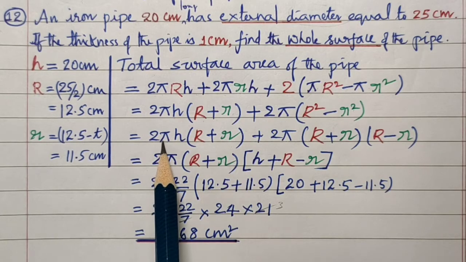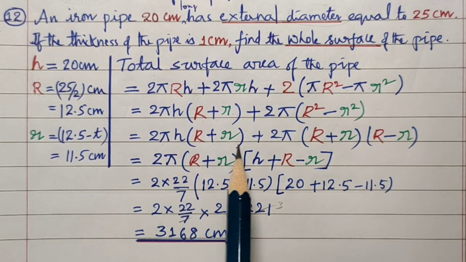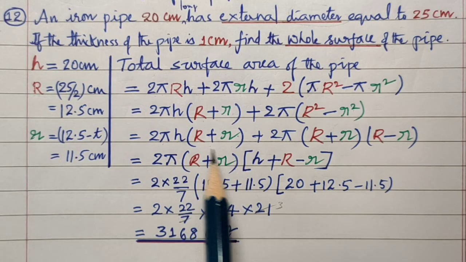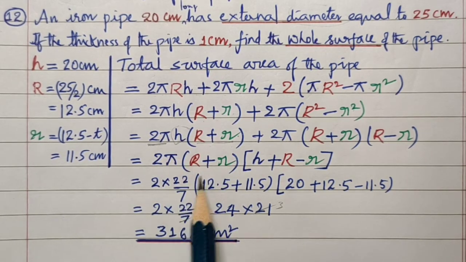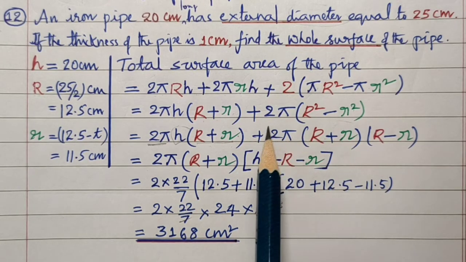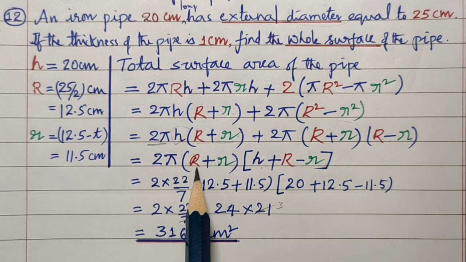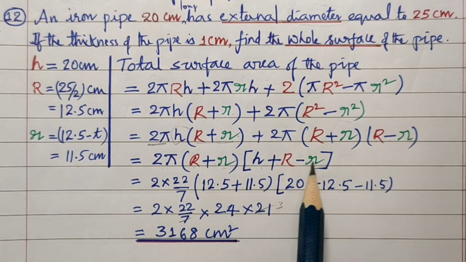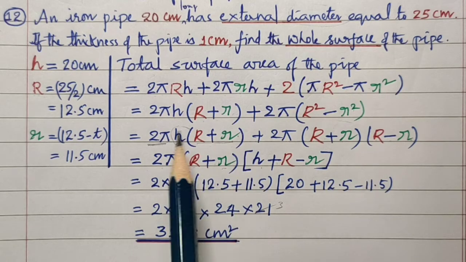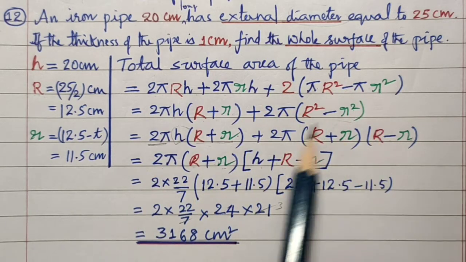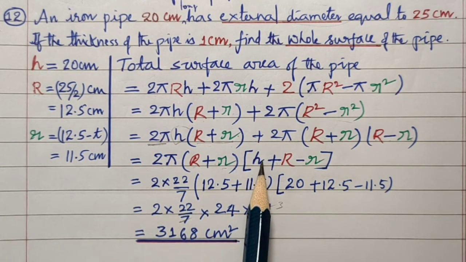Take 2 pi and (R plus r) common here. 2 pi (R plus r) is common, and we are left with h plus (R minus r). So 2 pi into (R plus r) into (h plus R minus r). Instead of substituting and struggling with the calculations, you simplify the equation with the variables first, and then it becomes very easy.